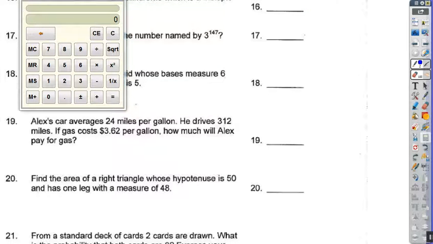Alex's car averages 24 miles per gallon. I'm going to just use a calculator on this one. Obviously you could do it in normal time, but I don't want to. He drives 312 miles. He is getting 24 miles to the gallon, so that means he uses 13 gallons.